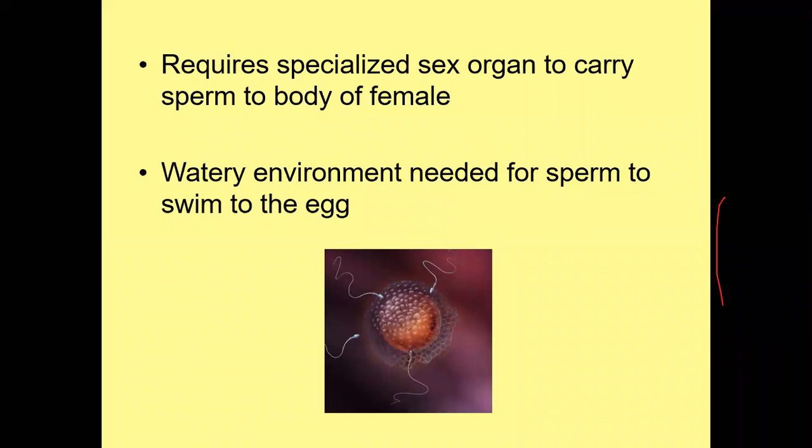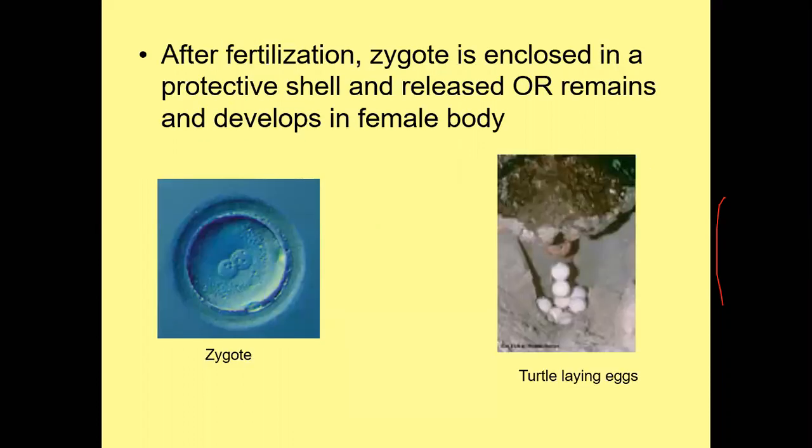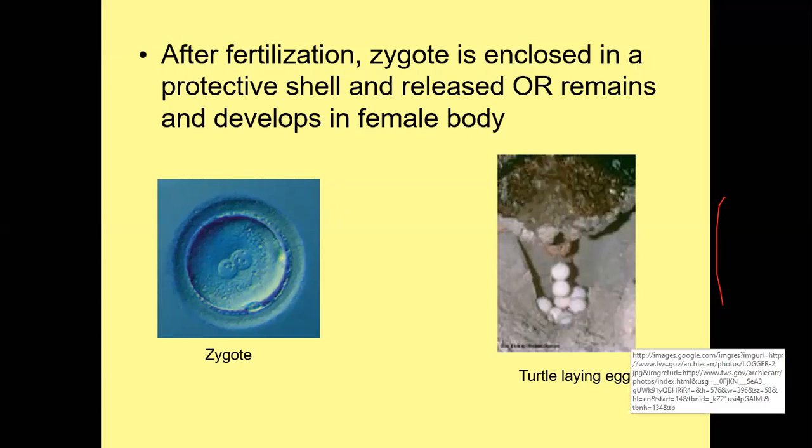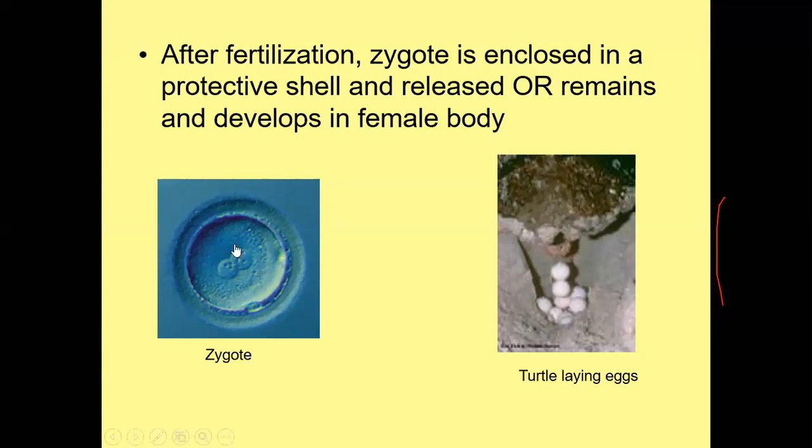Next is, after fertilization, the zygote is enclosed in a protective shell and is released, or remains and develops in the female body. So what actually happens in the fertilization process is a fusion of male and female gametes, meaning eggs and sperms fuse to form this structure.